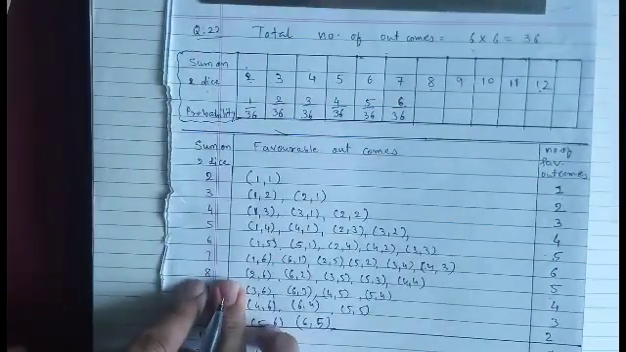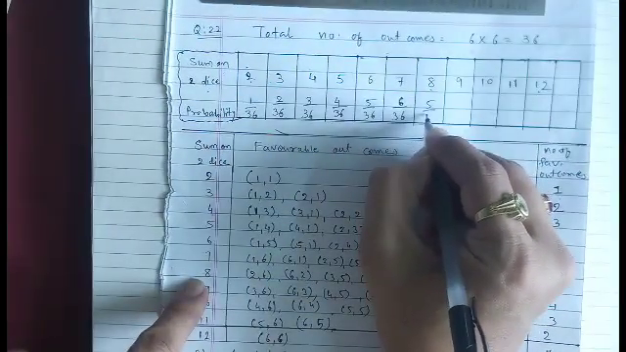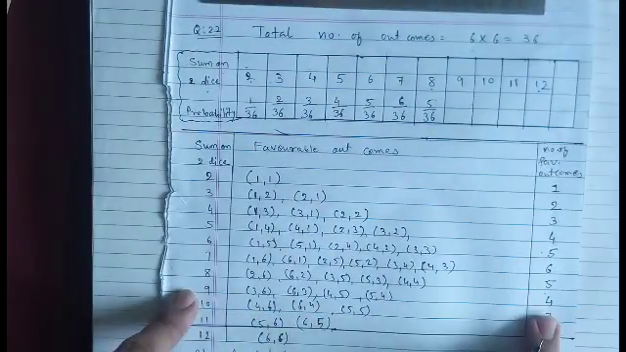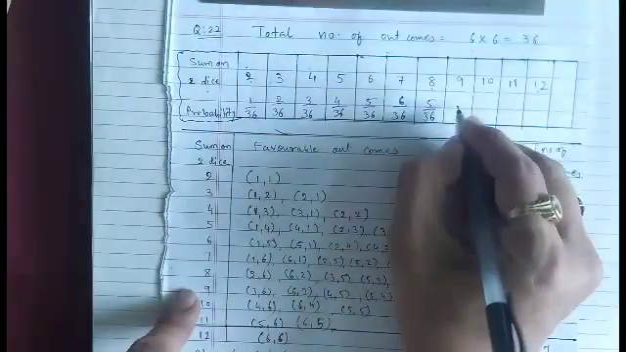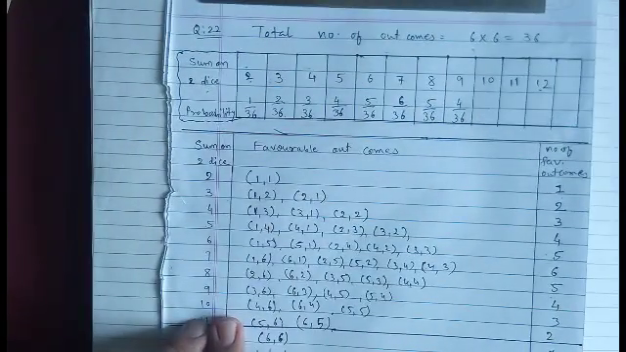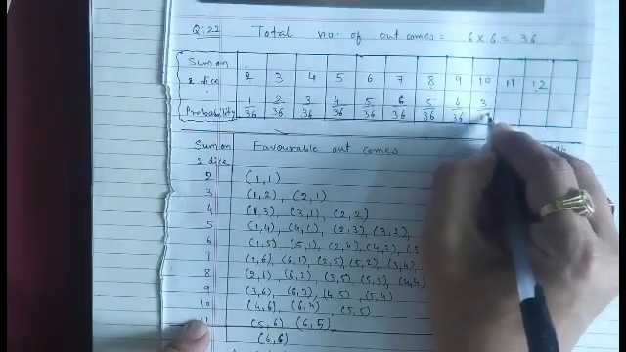Then the sum is 8. The number of possible outcomes is 5, so the answer will be 5 by 36. Then sum 9. The number of possible outcomes is 4, so the answer will be 4 by 36. Then to get sum 10, the number of possible outcomes is 3, so the answer will be 3 by 36.